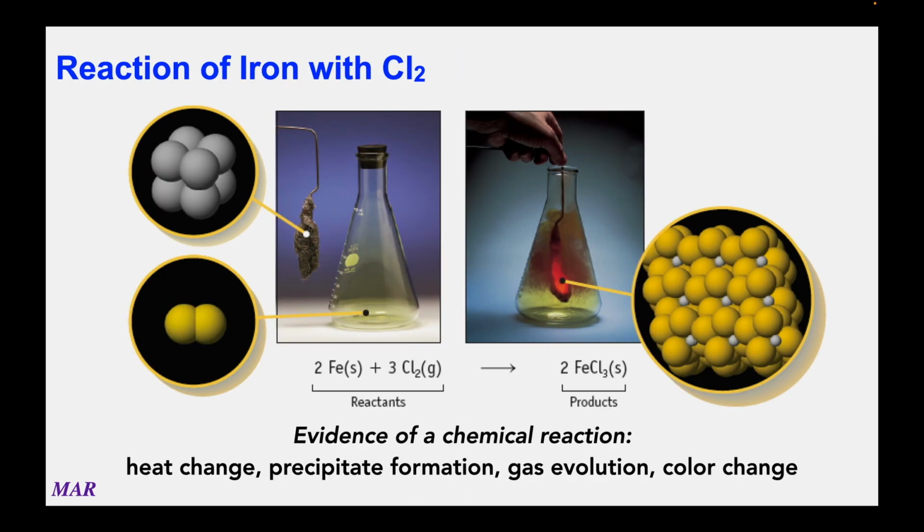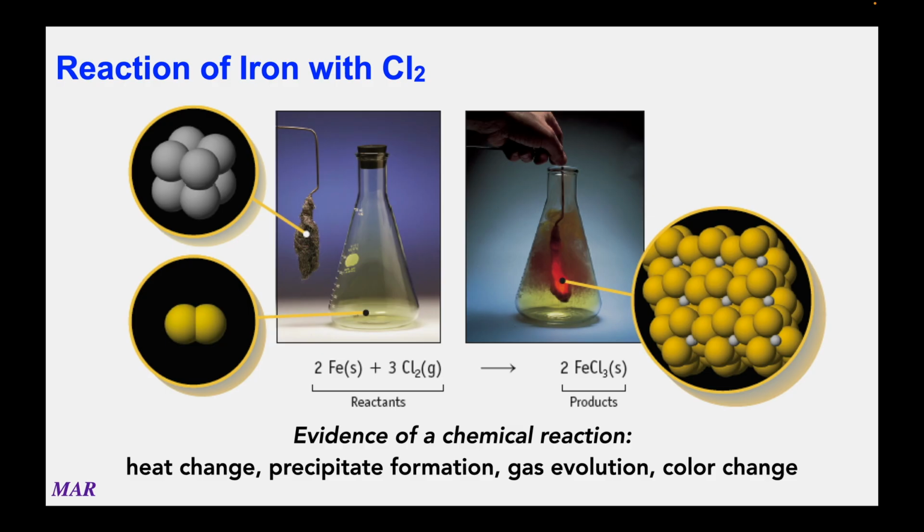This reaction shows iron and chlorine coming together to make iron 3 chloride. And you can see once again, iron is a solid, chlorine is a gas, and you're making iron 3 chloride, which is a solid, kind of that orange solid that's hovering there around the reaction.